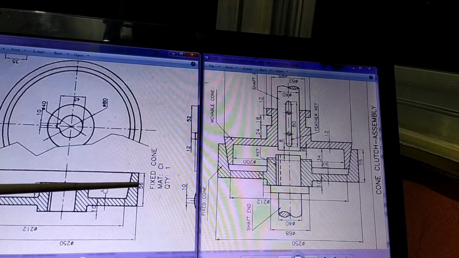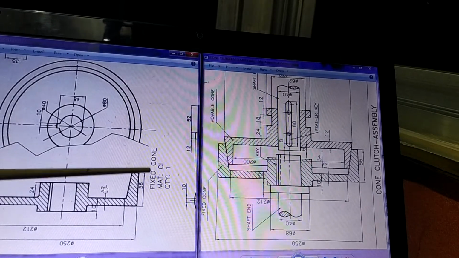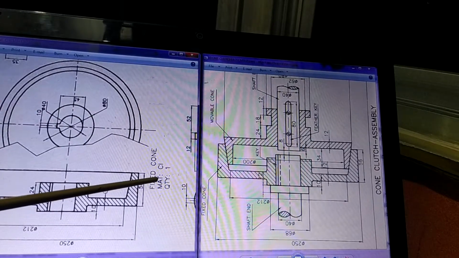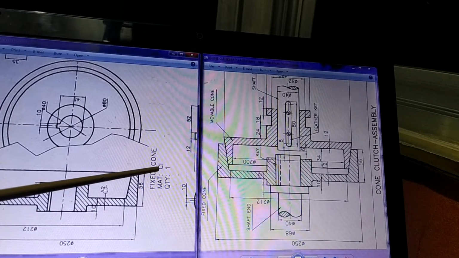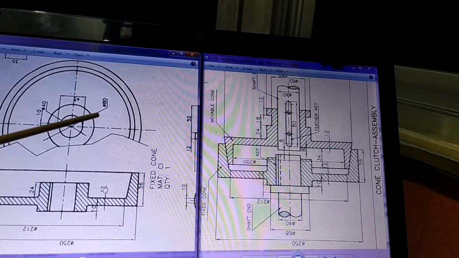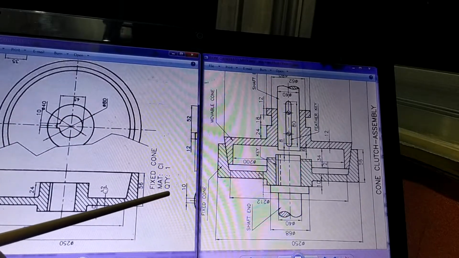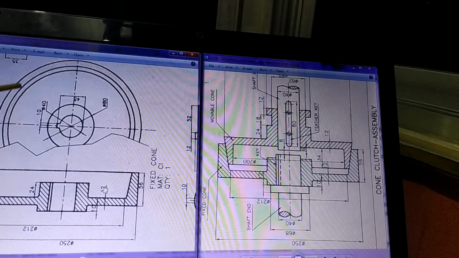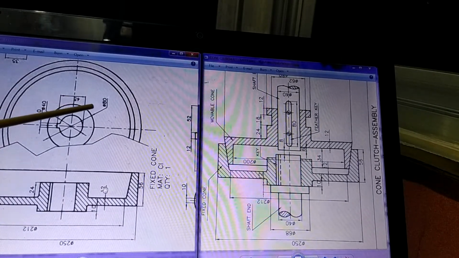And you read here, there is a name of the part, fixed cone. So that tells us that the name of the part is fixed cone. Then it is written material. Material is CI, meaning cast iron. That means this part is made out of cast iron. The next information is quantity, QTY. Quantity is 1, that means in one assembly you are going to require one such part.